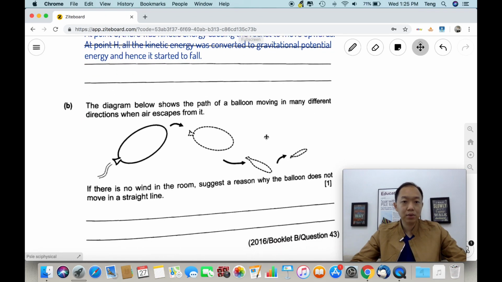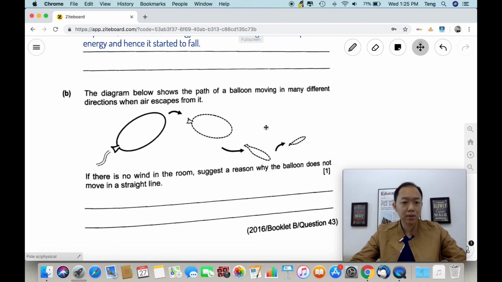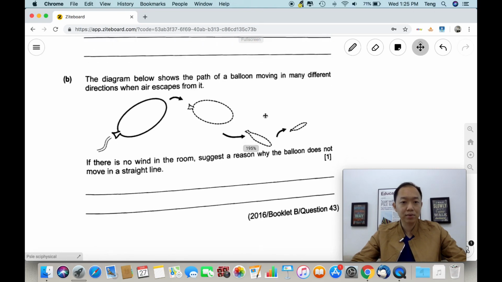Okay, so the diagram shows the path of a balloon. Well, if there's no wind, why does the balloon not move in a straight line? So there's no wind. Why does the balloon not move in a straight line? Okay, so suggest a reason. So why doesn't it move in a straight line?